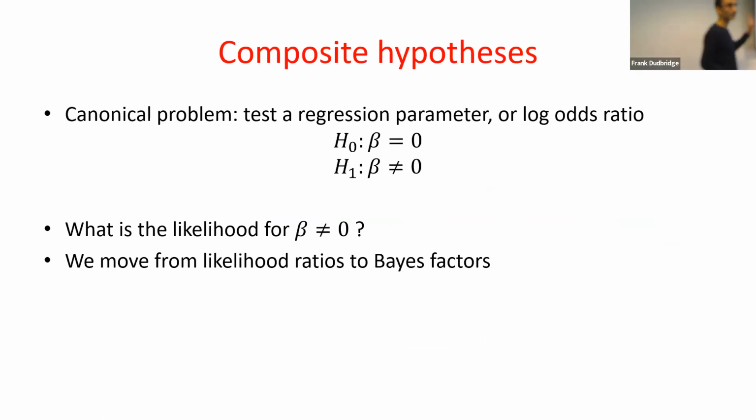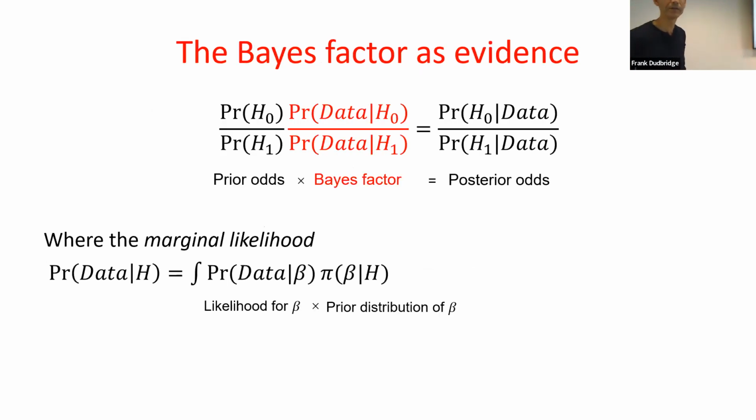There's still one big problem for people like us to actually put this into practice, and that is how do you deal with a composite or a vague hypothesis? What we do most of the time is have a point null, log odds ratio of 0, and then we want to compare it to a general alternative hypothesis. We can't get a normal likelihood ratio for that because we don't know the likelihood for a non-zero beta, since we don't know what that value of beta is. To do that, you have to work with Bayes factors instead of likelihood ratios.